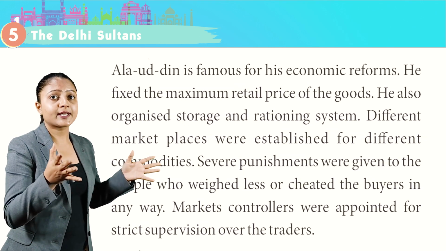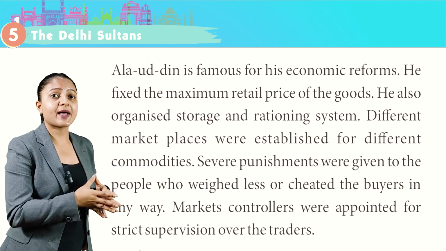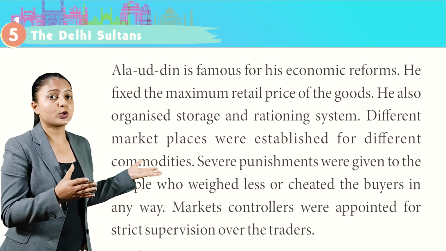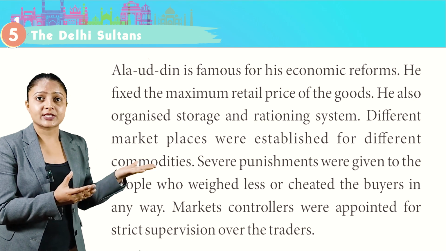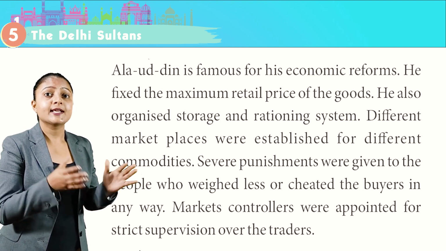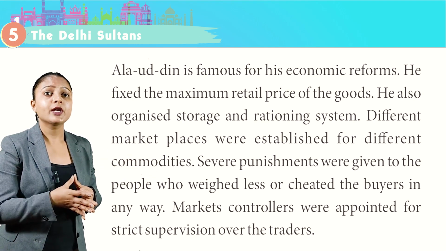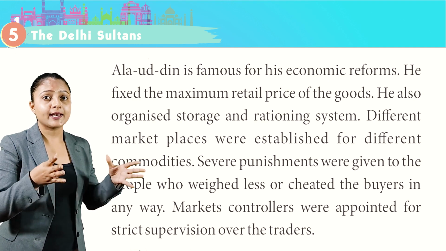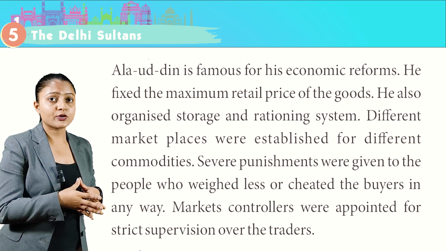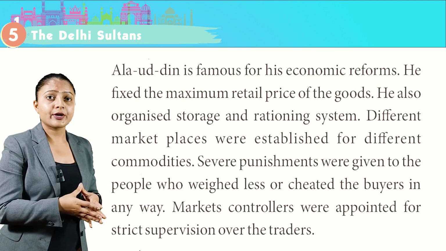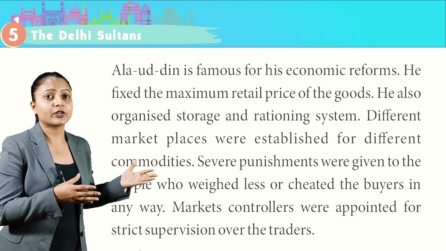Alauddin is famous for his economic reforms. He fixed the maximum retail price of goods. He also organized a storage and rationing system. Different marketplaces were established for different commodities. Several punishments were given to the people who weighed less or cheated the buyers in any way. Market controllers were appointed for strict supervision over the traders.